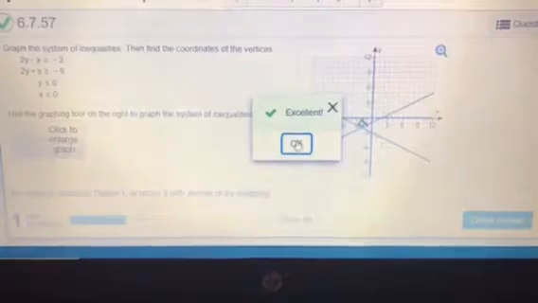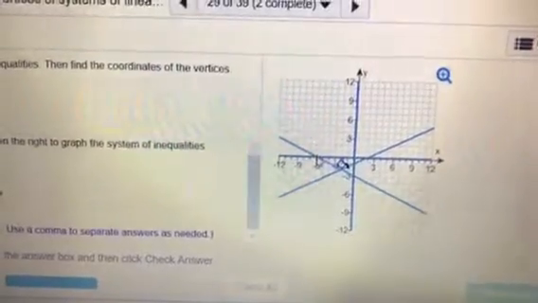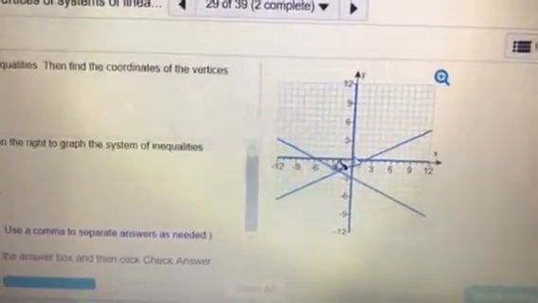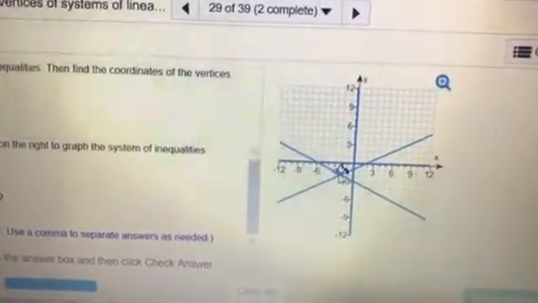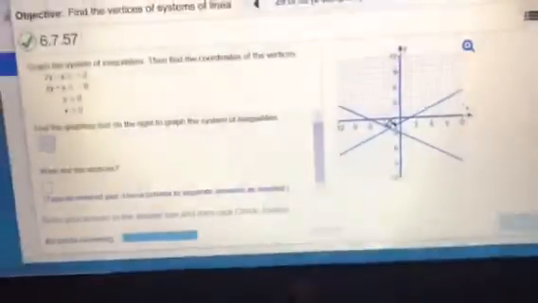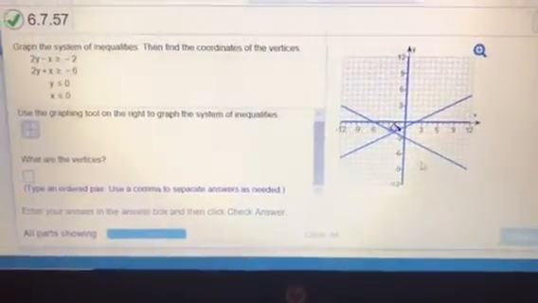Okay, so for your vertices, that's what it's going to want next. Your vertices are these points of intersection. So it's going to be this point right here, 0, 0, that point right there, and then this point right here. So you're just going to list them off. Those are your 4 points. If you can't tell by your graph what these points are, that's where these 2 lines intersect.